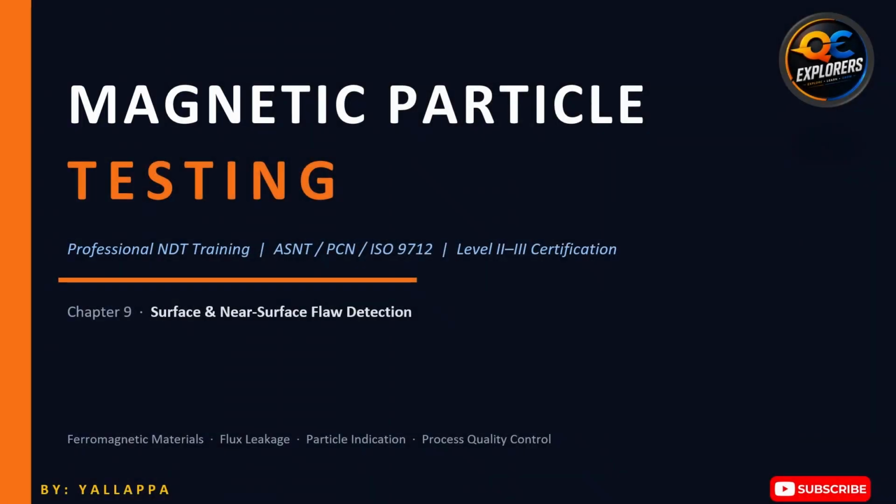Welcome to Chapter 9 on Magnetic Particle Testing, or MT. In this chapter we are going to treat MT as an inspection discipline rather than simply as a technique for putting magnetic powder on a component. The objective is to understand why the method works, what conditions are necessary for reliable detection, how to choose the correct magnetizing technique, and how to control the process so that the indication you see can be trusted.